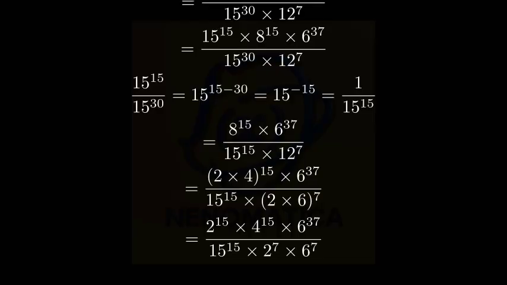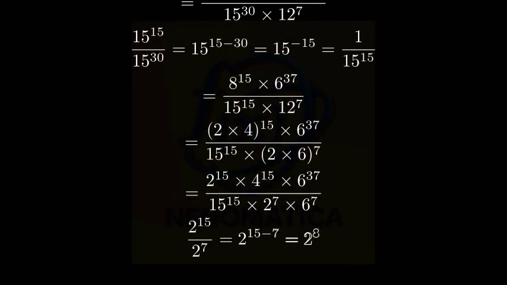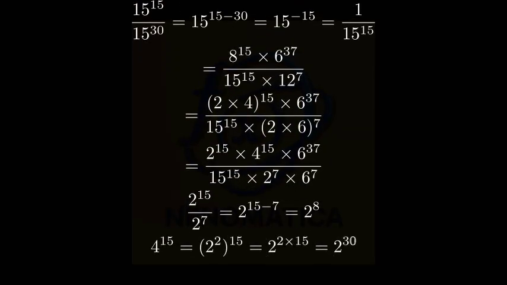Let's simplify the two terms. We have 2 to the power of 15 in the numerator and 2 to the power of 7 in the denominator. This simplifies to 2 to the power of 15 minus 7, which is 2 to the power of 8.